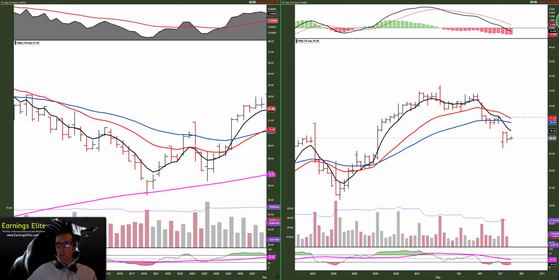It wasn't really until you got to August 29th that all 3 moving averages started to turn up. The 20 and the 40 flattened out and started to turn up, and by that time the 11 had already started to turn up as well.